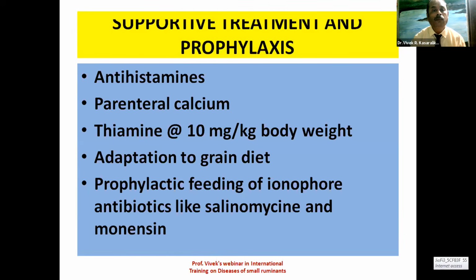Then one most important thing which many veterinarians forget to incorporate in the treatment of ruminal lactic acidosis: thiamine. Because there is a change in the microfloral content, and thiamine is produced in the rumen. There are essential microorganisms in the rumen which produce thiamine, and that's how thiamine is supplemented to a ruminant animal. So all of them are dead because of the change in pH. So thiamine supplementation helps in the reversal of ruminal lactic acidosis, and it should be given at the rate of 10 milligram per kg body weight.